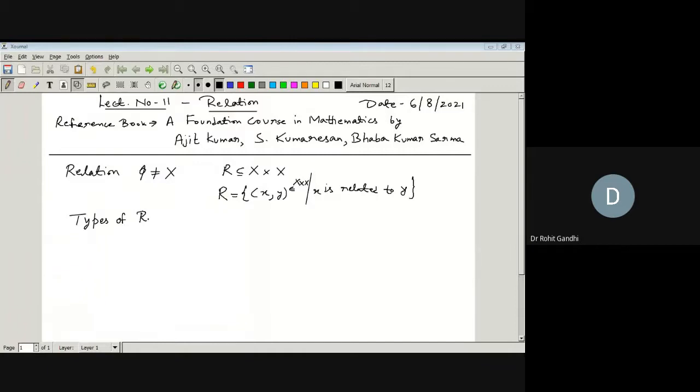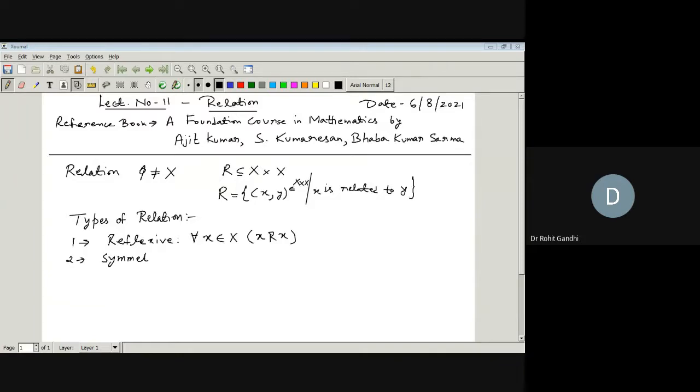Types of relation. The first one we have seen is reflexive. What is that? We have seen that if for every x belonging to capital X, x is related to x, then we say that the relation is reflexive.